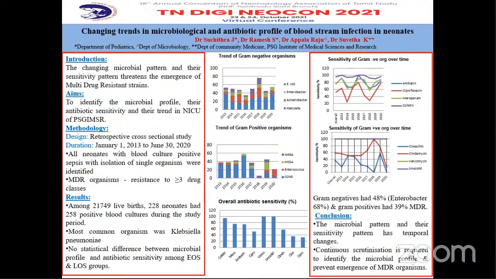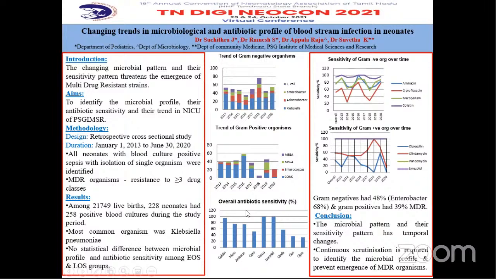However, if you look at the trend of the gram-negative organisms across time, in the initial period of the study the microbial pattern was dominated by Klebsiella, whereas during the middle part it was dominated by Acinetobacter, and later again it changed to Klebsiella with variation in other organisms as well. In the gram-positive organisms, it was initially dominated by coagulase negative Staphylococcus, whereas in the later part of the study it was dominated by Enterococcus. So the trend shows variations across the time period.